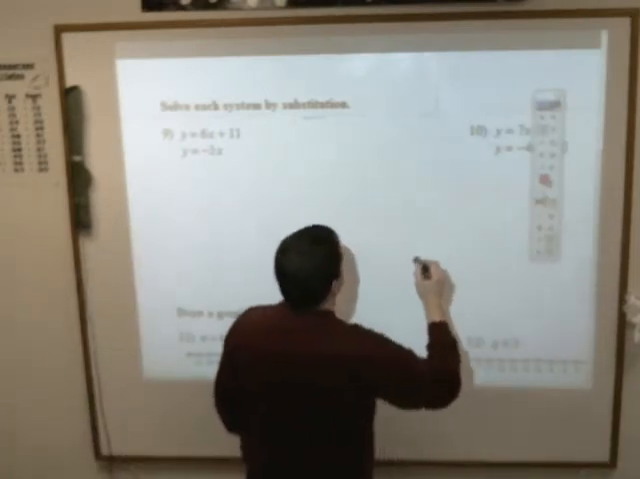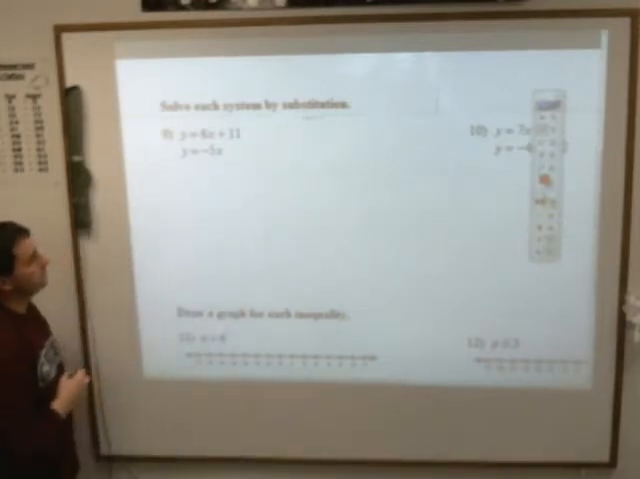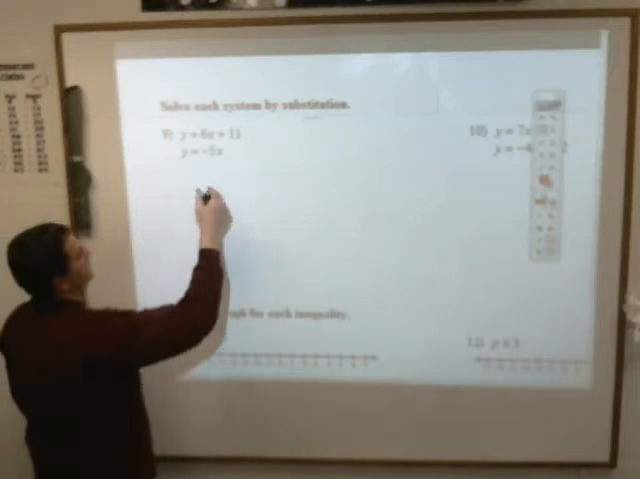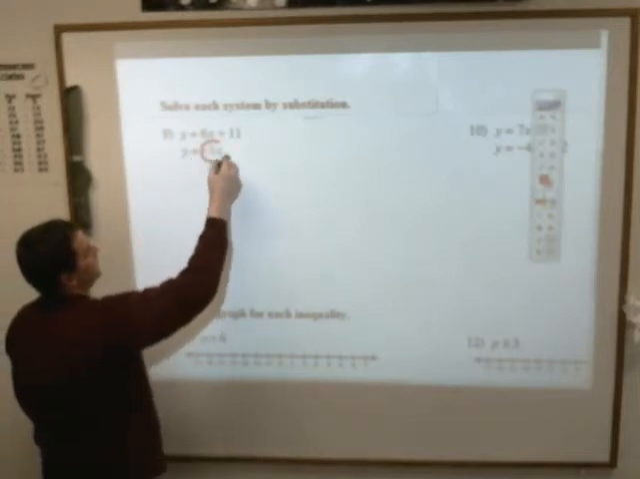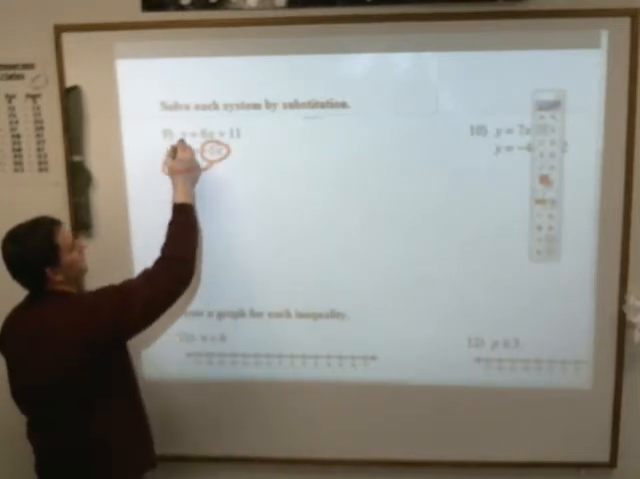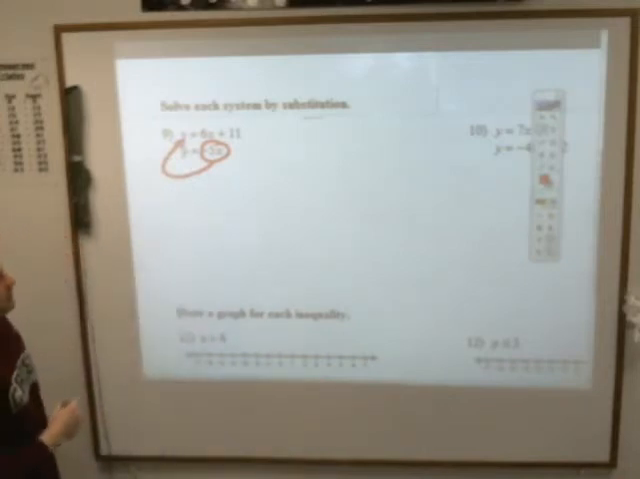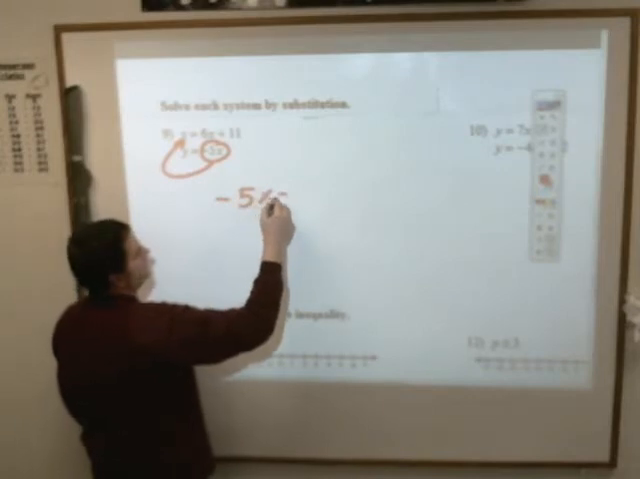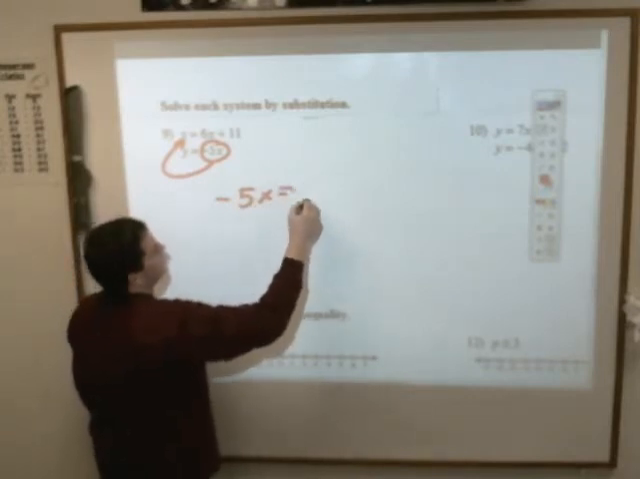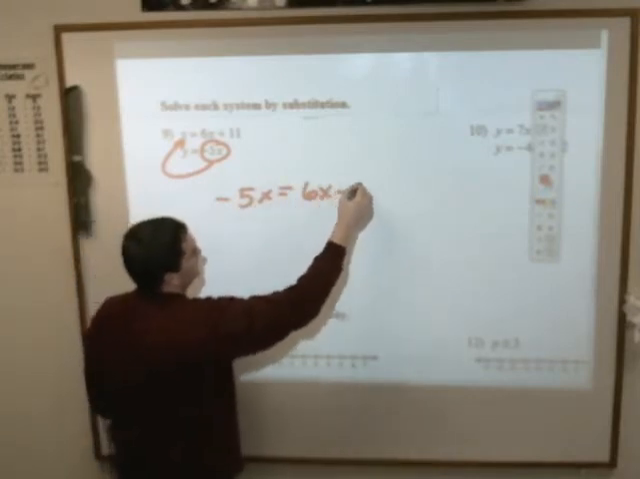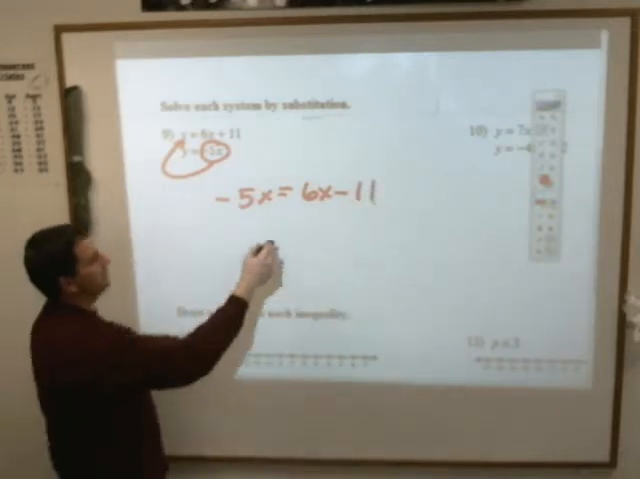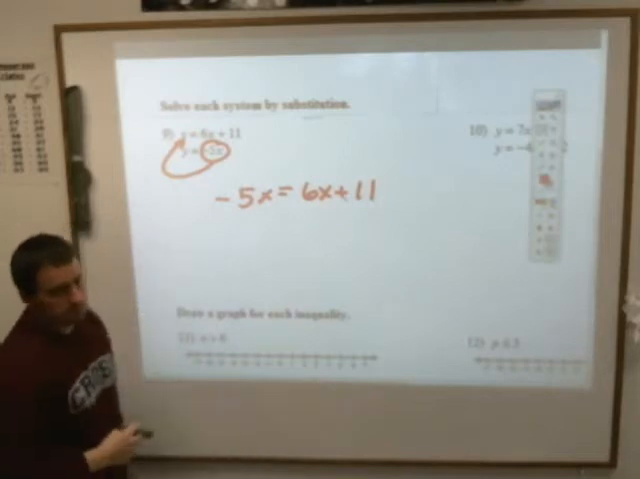All right, Lizzie, which one did you substitute in? I put y equals -5x in for the y up there. Okay, yeah, that's probably your best bet, even though you can do either way. You're going to take -5x and put it in for the letter y, because that's what the letter y equals. So it ends up looking like this: -5x equals 6x minus 11. And then you did what? Plus 11.